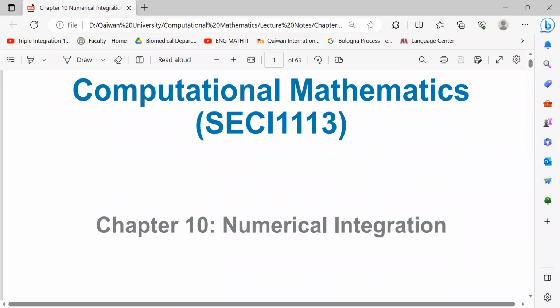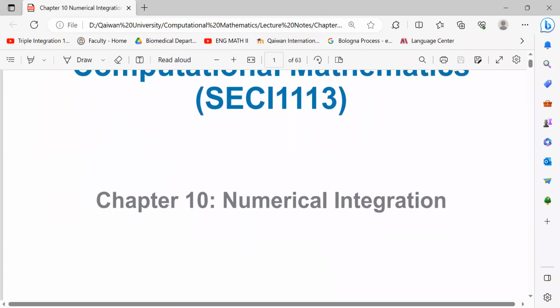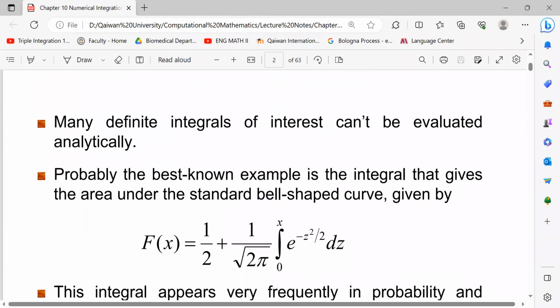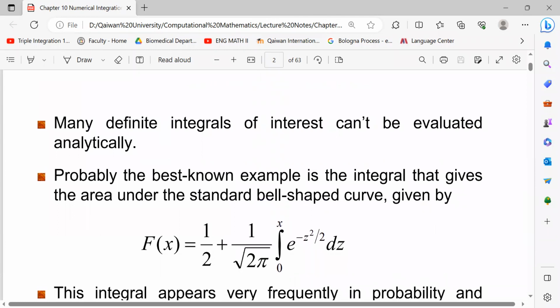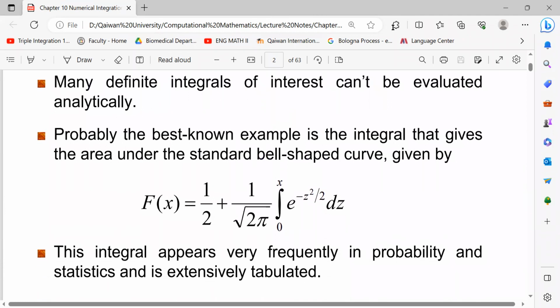Okay, we now have the last chapter, which is about numerical integration. Here we talk about how to find the integration of a function approximately if we couldn't find the integration analytically. For example, here this integration couldn't be done analytically. It's difficult to find it analytically. It's impossible actually.